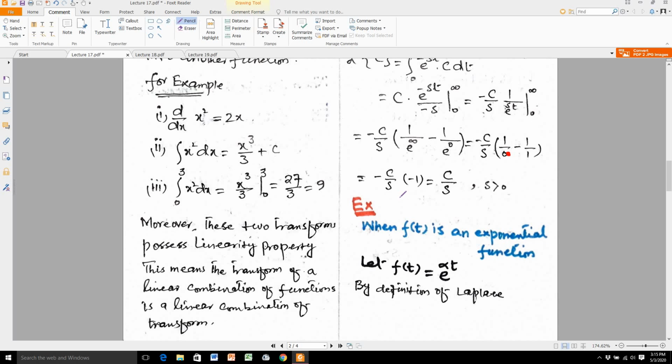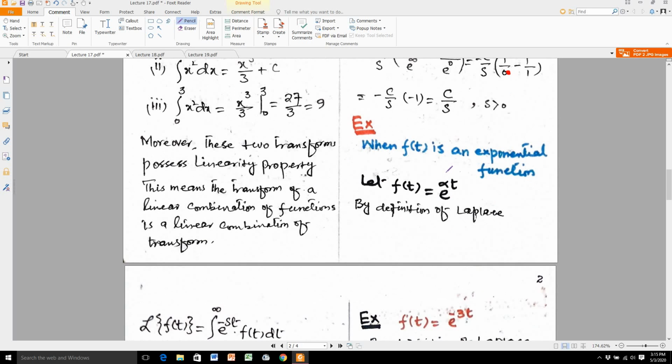Similarly, if you substitute the value of c equal to 1, then your answer is 1 over s. If c is equal to 2, then it becomes 2 over s. If it is equal to 3, then 3 over s. If it is equal to minus 1, it is minus 1 over s, then minus 2 over s, minus 3 over s. So these are the values you take.